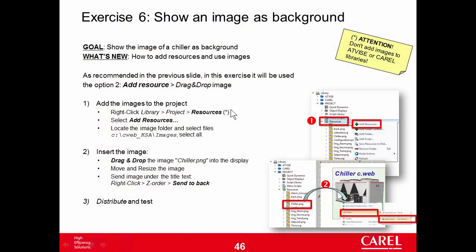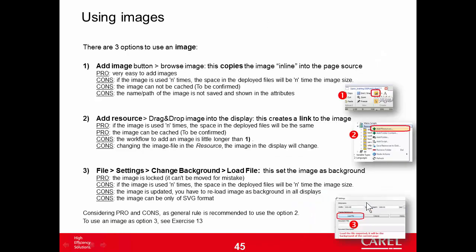Exercise 6: show an image as a background. So the goal is to show the image of a chiller as a background of the page, and later we will show over it the images of the compressors, of the condensing fans, and so on. Well, there are three ways to use images.